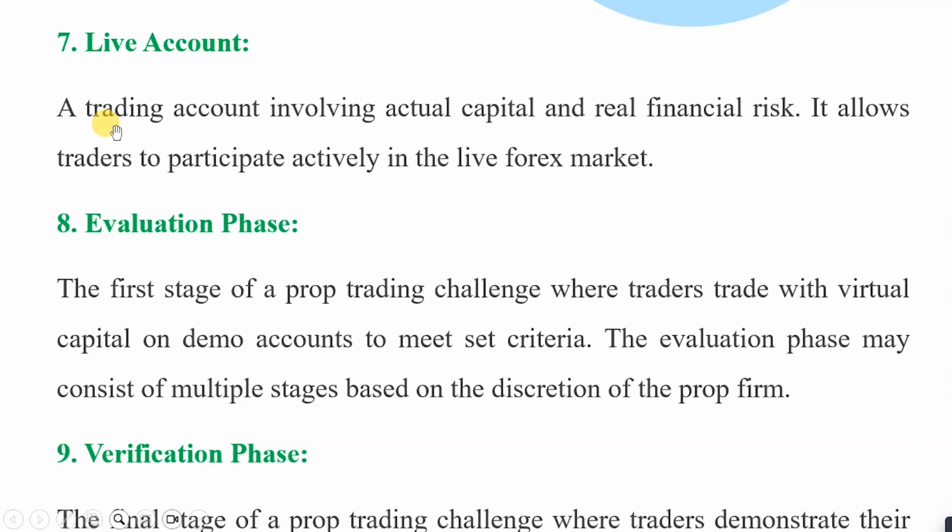A live account is a trading account involving actual capital and real financial risk. It allows traders to participate actively in the live forex market.